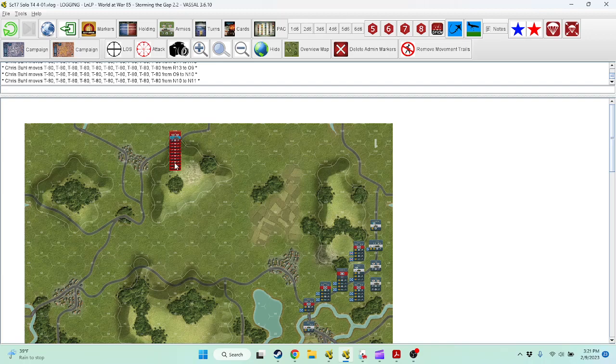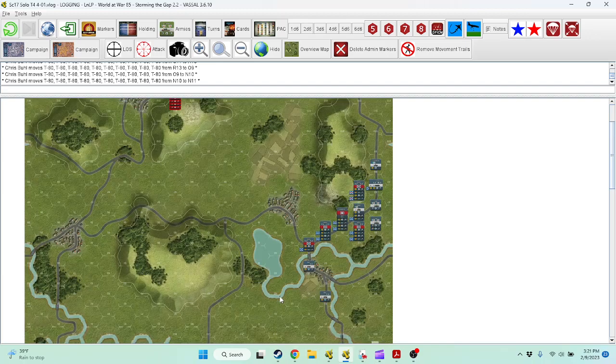These units here are Soviet reinforcements. They are available this turn. They're not on the map yet. They have to enter this east edge of the map and be this hex or farther north when they enter. So they're coming down this road, right? That's where they're coming.